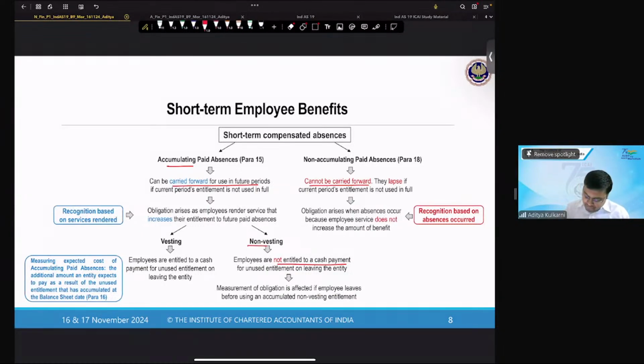Now we come to this para. Obligation arises as employees render service that increases their entitlement to future paid absences. Now, in this question, he has taken leave of only 7 days in year 1. Yes or no? Yes. So he has come to the organization and worked for 3 extra days. So by coming and working for 3 extra days, he has increased his entitlement for the next year by a further 3 days. Have you understood that? Yes. So, because he has come for 3 days in year 1, I made a provision of 30,000.